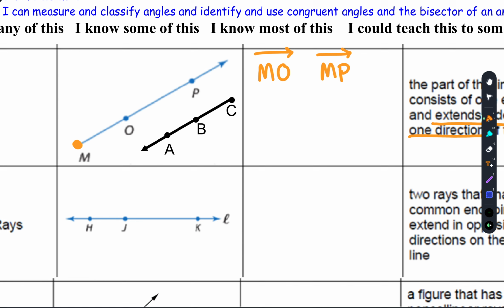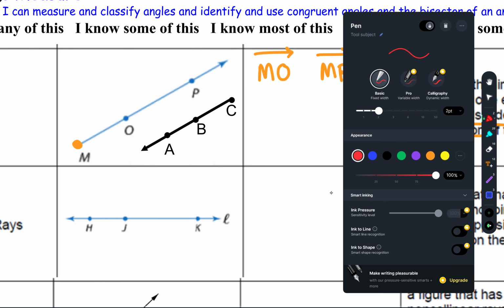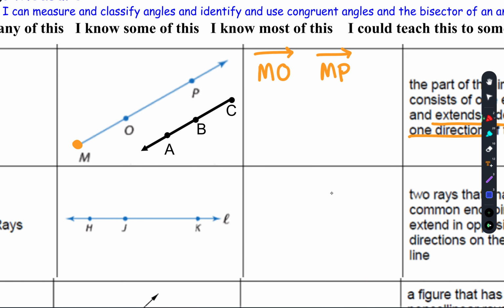Same thing with that ray on the bottom there. It is facing the other direction. Notice how the arrow is pointing to the left. We are not going to change the direction of our arrow when we name this. I'm still going to start with my endpoint C, and I can name this either CB, or I could name this CA, and they mean the exact same thing.